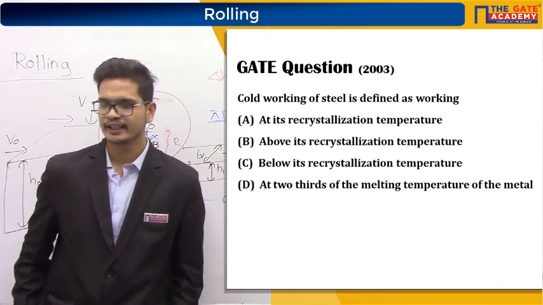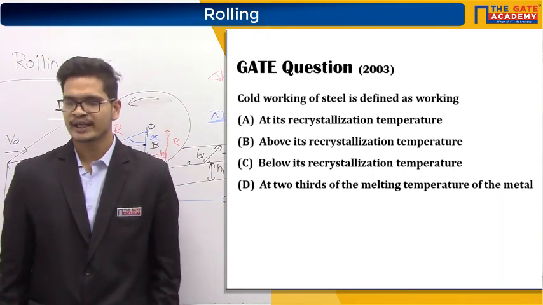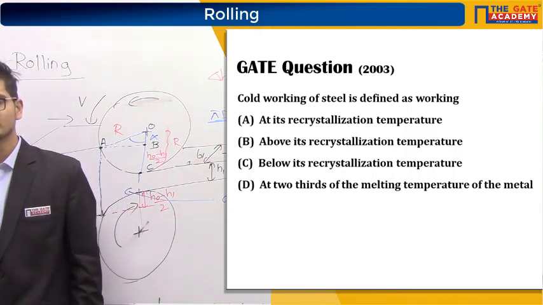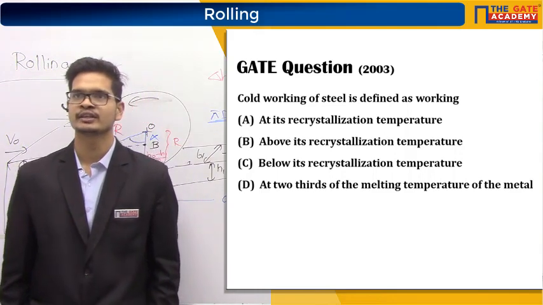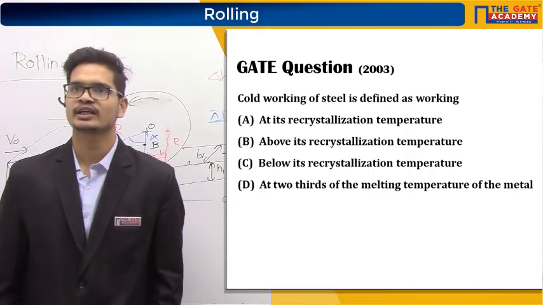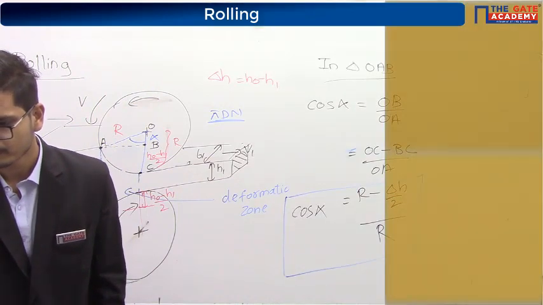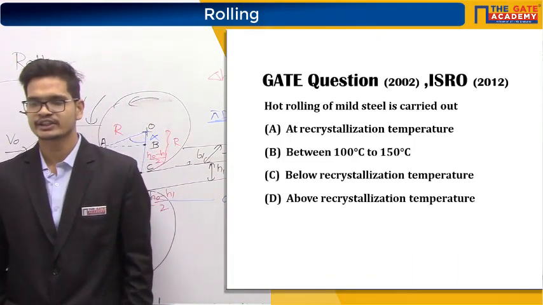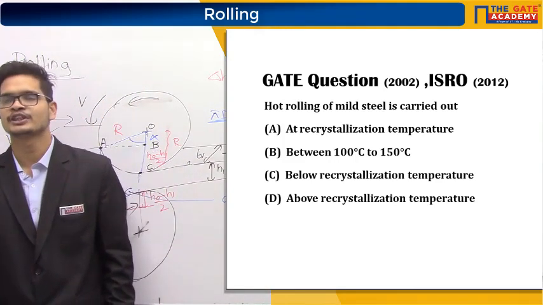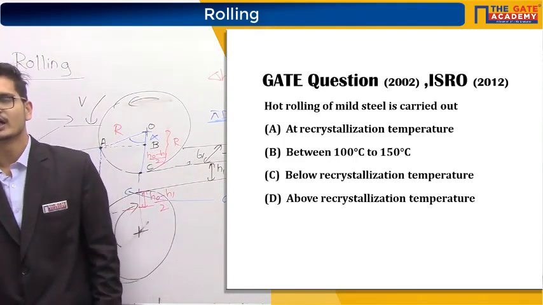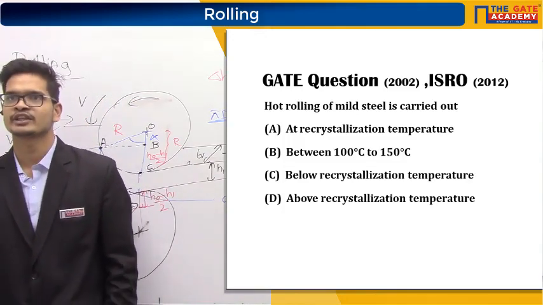GATE 2003, cold working of steel is defined as, option A is at its recrystallization temperature, B is above recrystallization temperature, C is below recrystallization temperature. Yes, option C is the right answer. Hot rolling of mild steel is carried out at recrystallization temperature. Yes, option D, that is above recrystallization temperature, is the right answer.